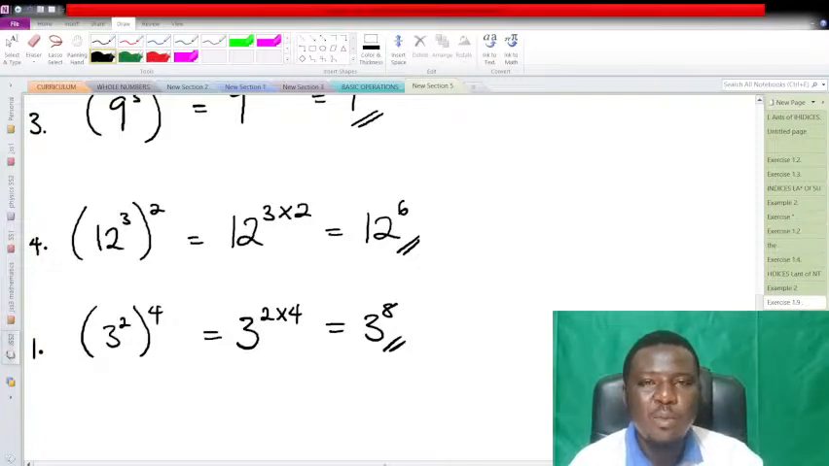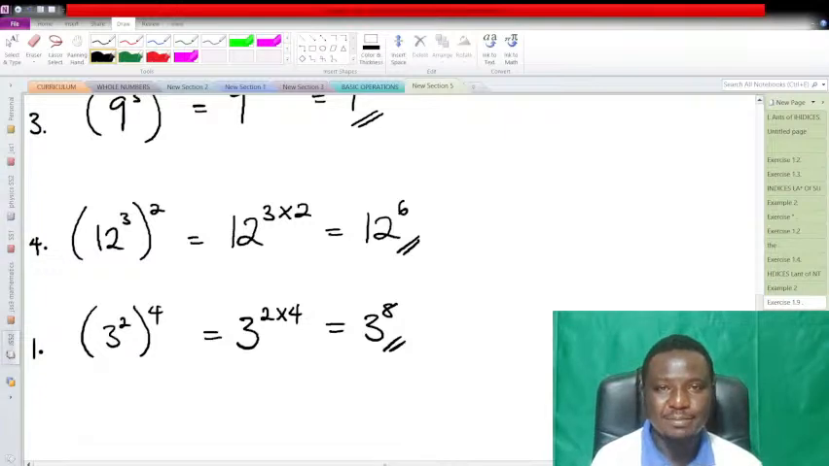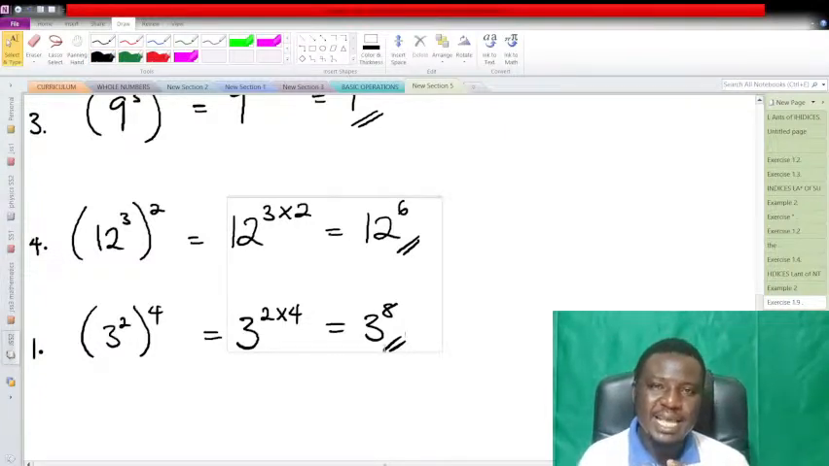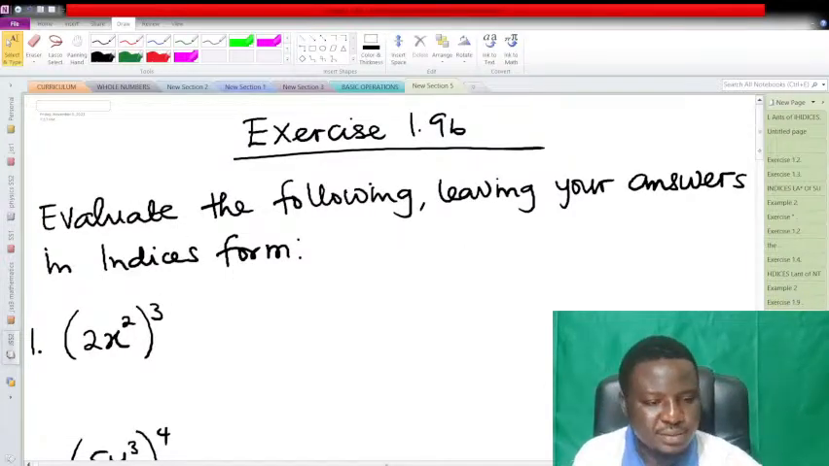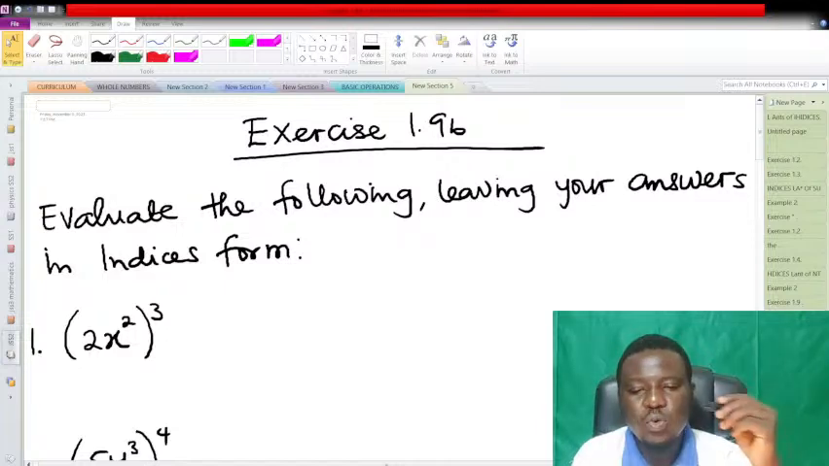We shall now take more exercises, a little bit complicated than this. In this next exercise, you are going to be having a constant term, and it's going to be in algebraic form, where you have a coefficient and an indices. So let's look at this. Exercise 1.9b.